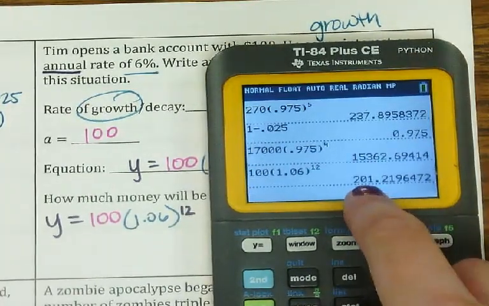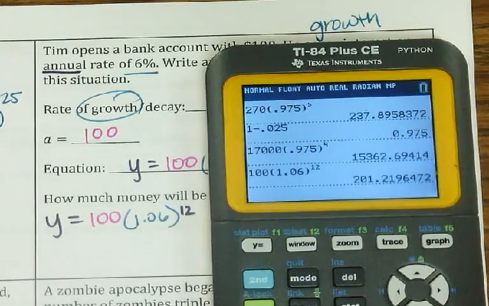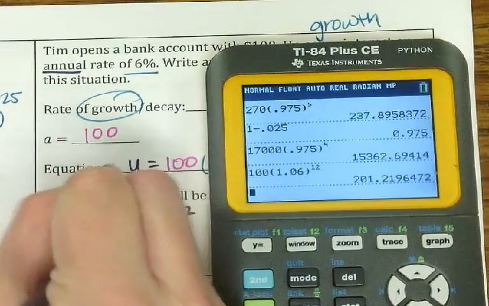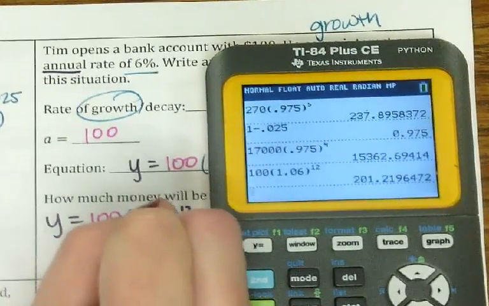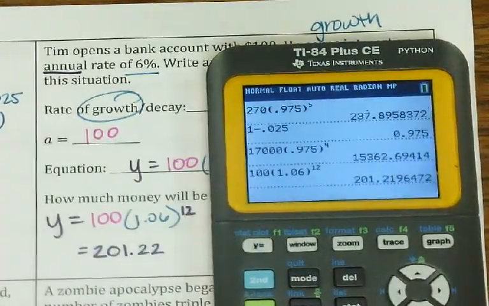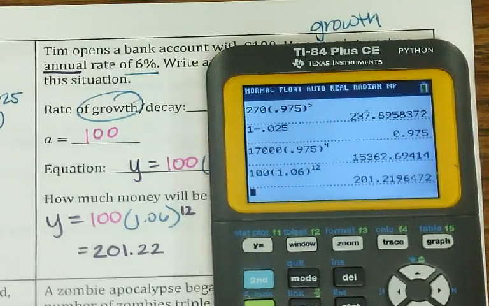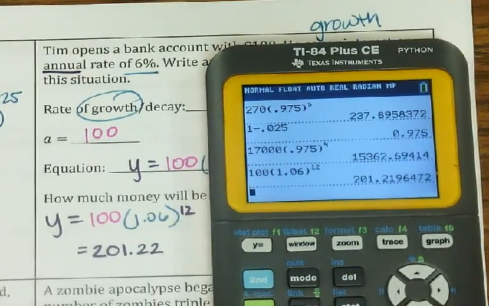It would get all the way to $201.22. Now, you might think to yourself, that doesn't feel like a lot of money. But, guys, that's doing nothing. That's just putting it in the bank and letting it sit there. So it took 12 years for it to double, which is kind of a long time.